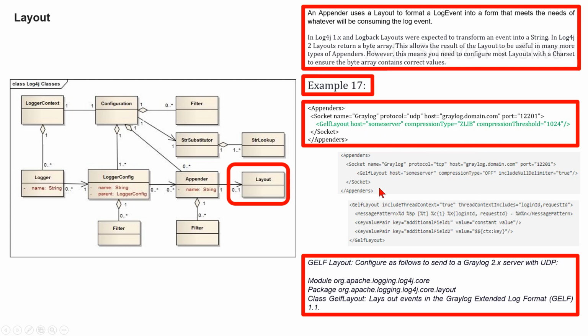Configure as follows to send to a Graylog 2.x server with TCP. Here you can see the UDP, and here TCP.